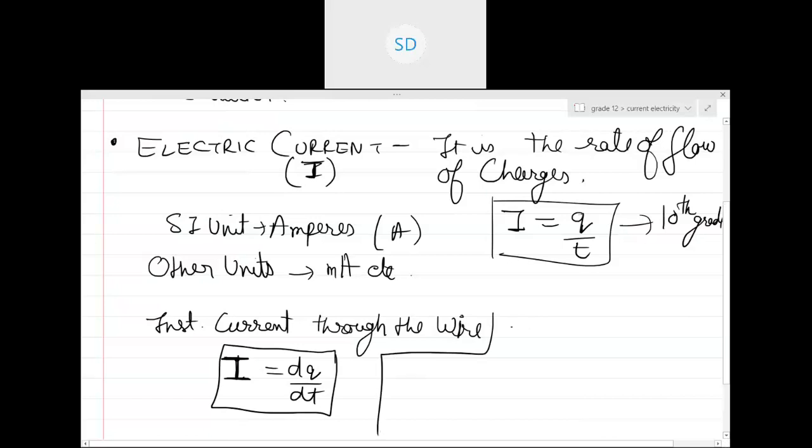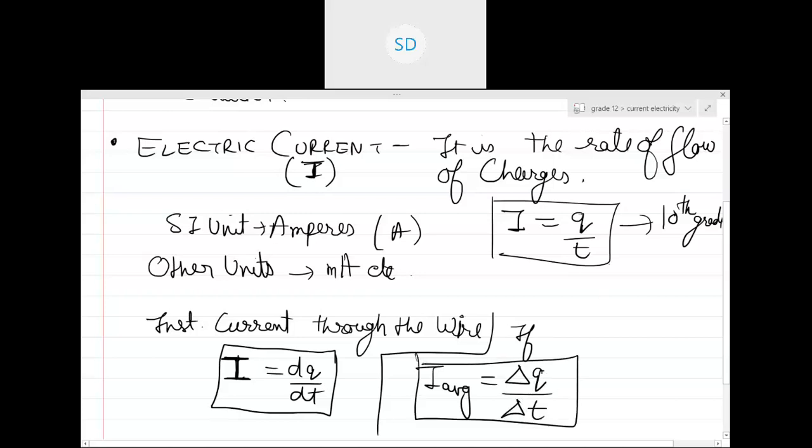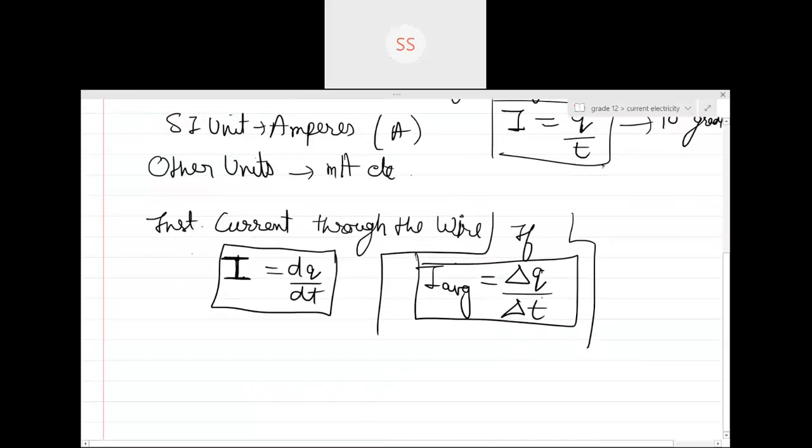If someone says you need to calculate the average current flowing, then average current will be the total charge passed through a section divided by the total time taken. This definition was till 10th grade only. From 12th grade onwards you'll be using this. Is this clear, guys? So always remember I average is basically this.